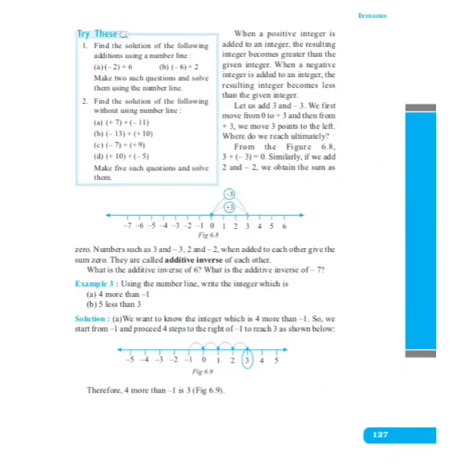Children, now take out page number 127. When a positive integer is added to an integer, the resulting integer becomes greater than the given integer. And when a negative integer is added to an integer, the resulting integer becomes less than the given integer. Now children, let us add 3 and minus 3.